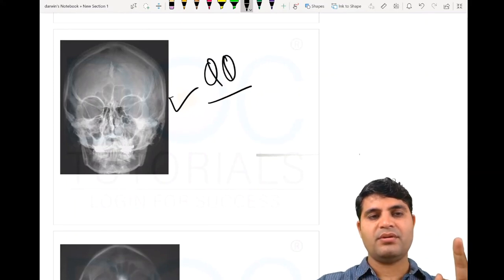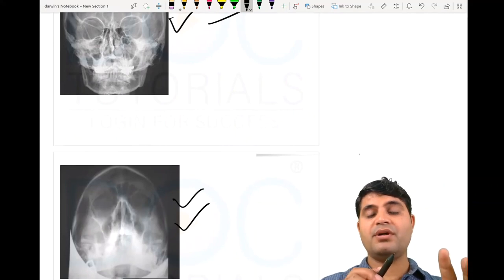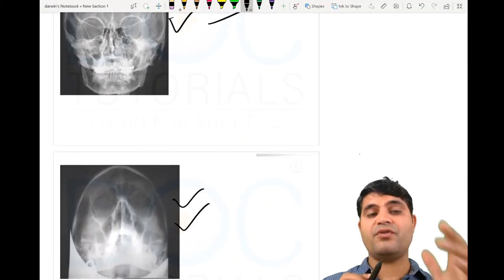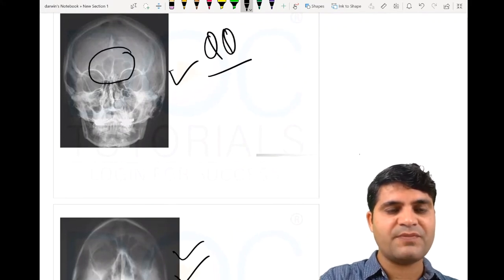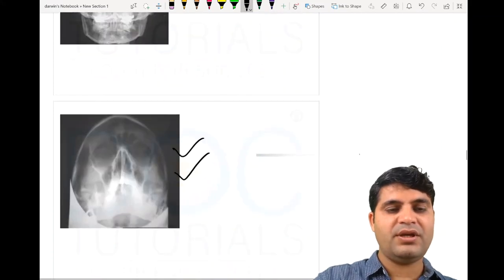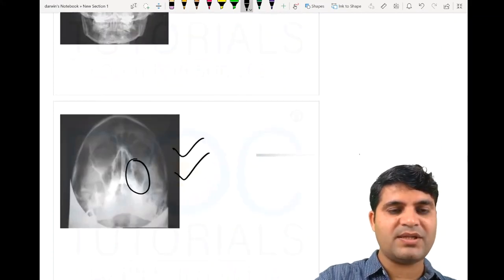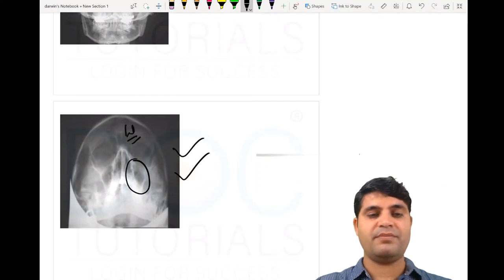Clear? Or Caldwell view. Clear? Which is for frontal sinus. So you can see here excellent delineation of this frontal sinus. So it is nothing but Caldwell. And here you can see an excellent view of the maxillary sinus. So it is nothing but Waters. Okay.